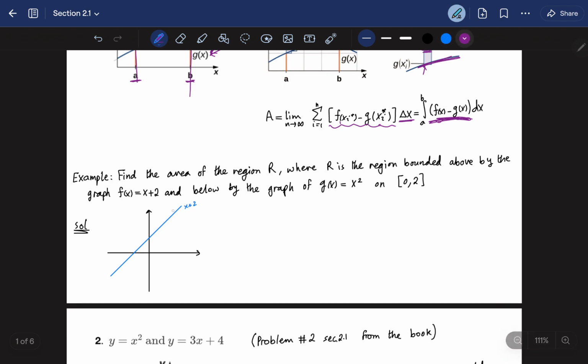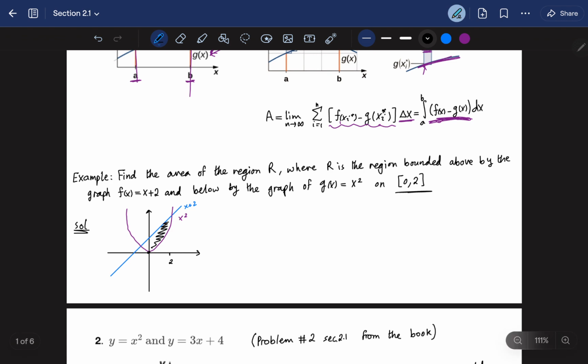And obviously, if I graph g, x squared is just kind of like this. And now we want to identify where is the region R. Because the area between these two curves is all of this, right? But since I only have the interval from 0 to 2, it's only from 0 to 2 here.